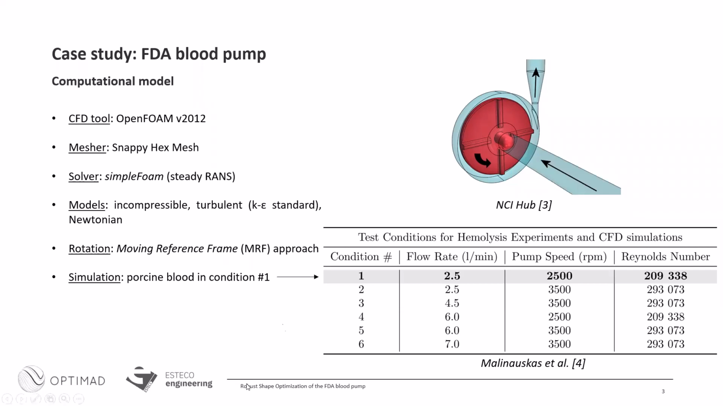Finally, we assume the fluid to be Newtonian. This is a widely accepted hypothesis from the CFD community for this application, because we assume that the flow will experience a level of shear strain rate such that the viscosity can be considered constant. For the rotation, we adopted the moving reference frame approach, and we simulated porcine blood in condition number 1, characterized by these quantities and this Reynolds number based on the impeller diameter.